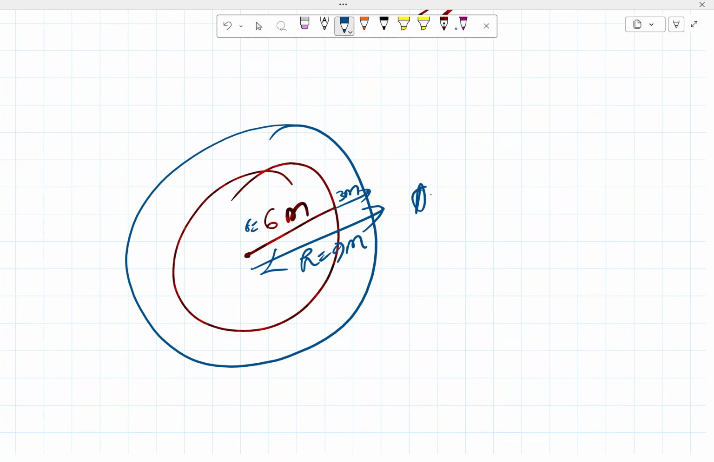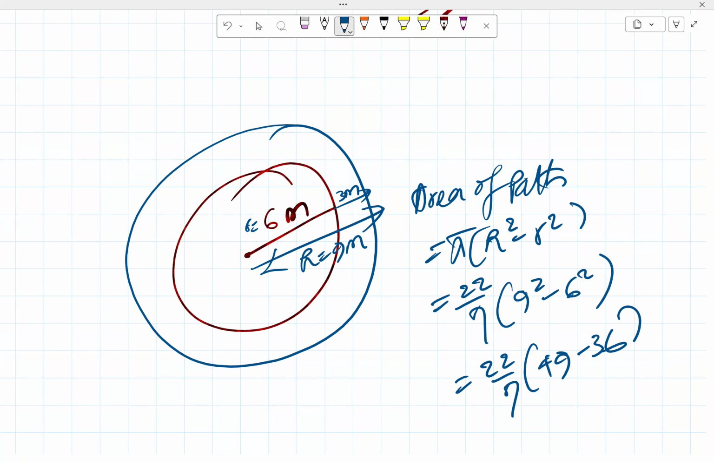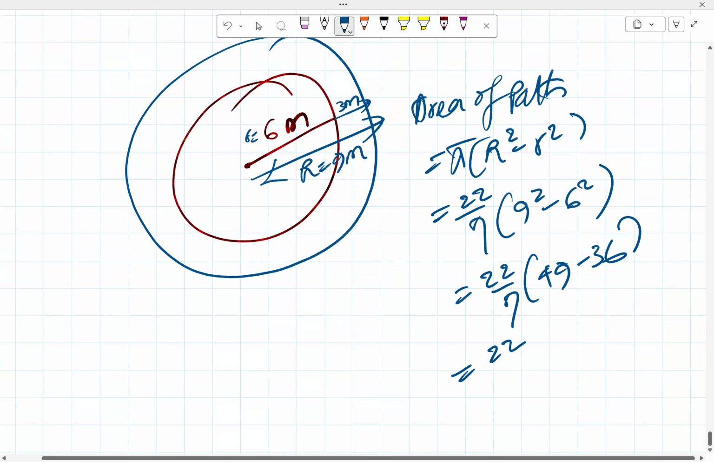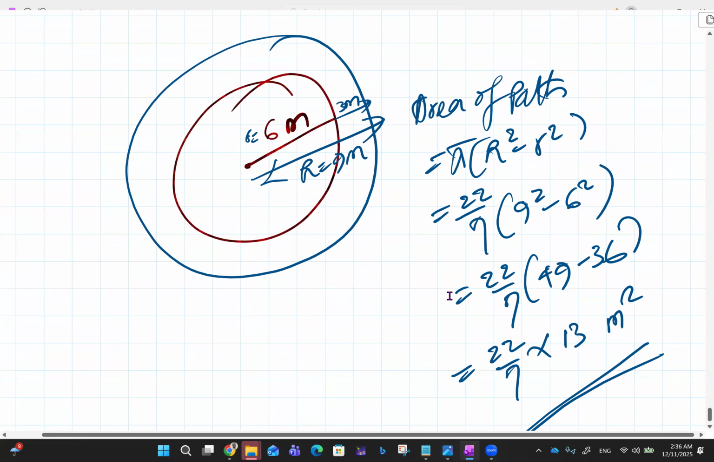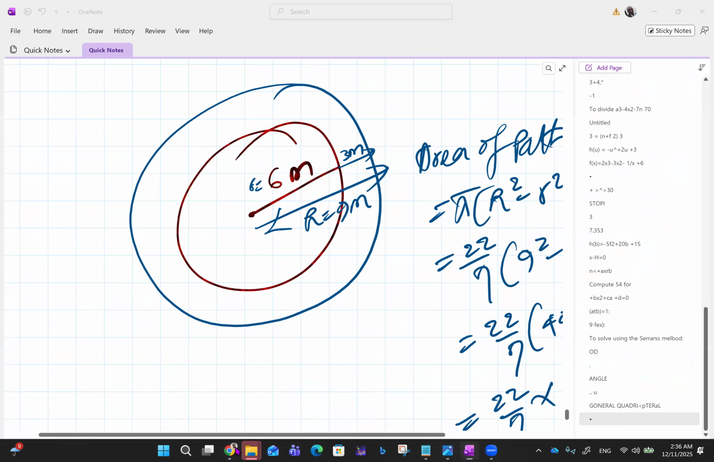So the area of the path is simply pi into big R squared minus small r squared. That's 22 over 7 into 9 squared minus 6 squared. So that's 22 over 7 into 81 minus 36. You just simplify that and you get your results like that. So all of that will go.